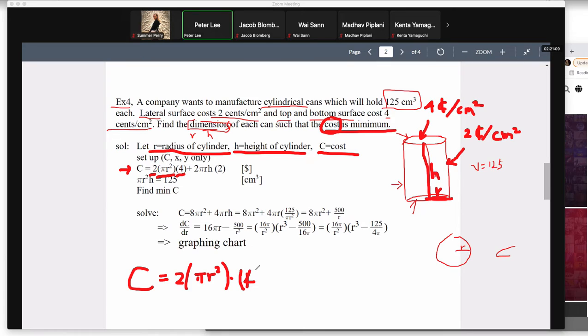Let's look at the unit here. What is the unit? This is now 2 pi rh. If the second term is this guy here, what is this? This guy is pi r squared. The unit is going to be centimeter squared.